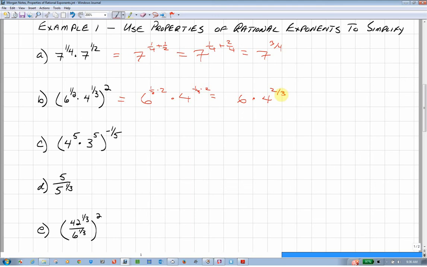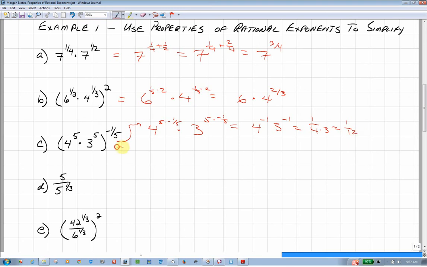Okay, the next one. Now I could actually work this one of two ways. One way that I could work this is I could simply say, okay, let's take the negative 1/5 exponent and distribute it to the 4. So that's 4 to the 5 times a negative 1/5 times 3 to the 5 times negative 1/5, because the bases are not the same. That would give me 4 to the negative 1 all over 3 to the negative 1, which is 1 over 4 times 3, which is 1/12. So that's one way I could have worked that.